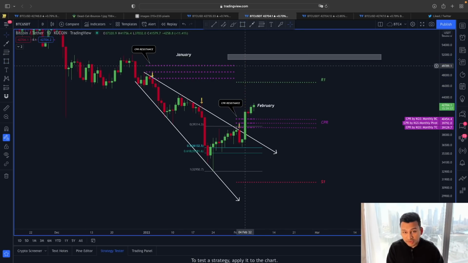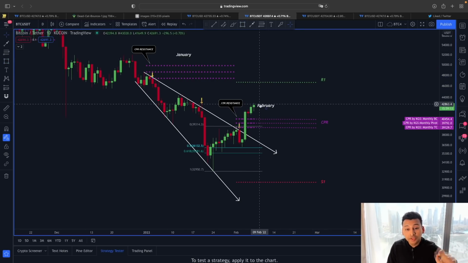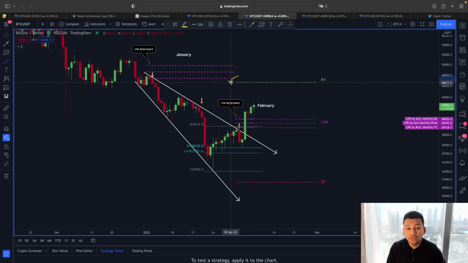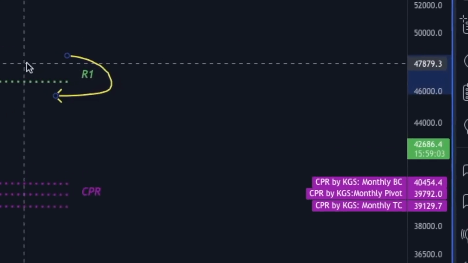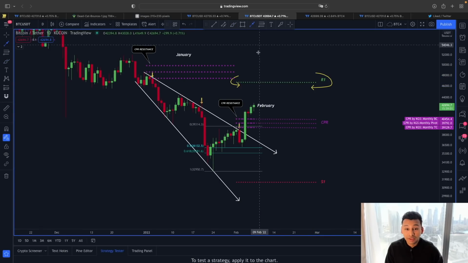But according to the CPI line, the leading indicator for this February month, our first target that we have to reach is this monthly R1 line, and this monthly R1 line is around the 46,600 price area. But does this mean we are going to see this movement in this manner, or is there going to be some sort of a twist?